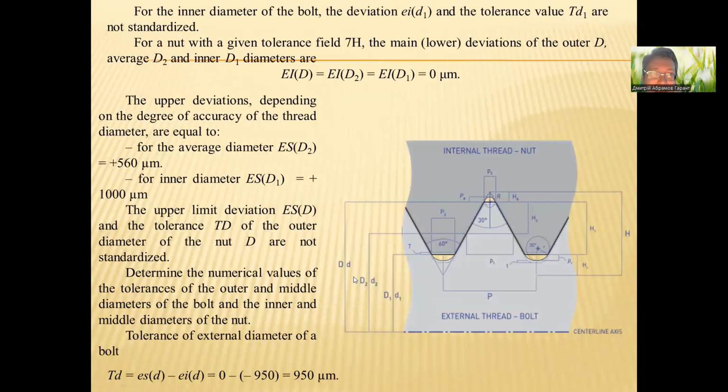For the inner diameter of the bolt, the lower limit deviation on the outer diameter and the tolerance value are not standardized. It's the inner diameter.